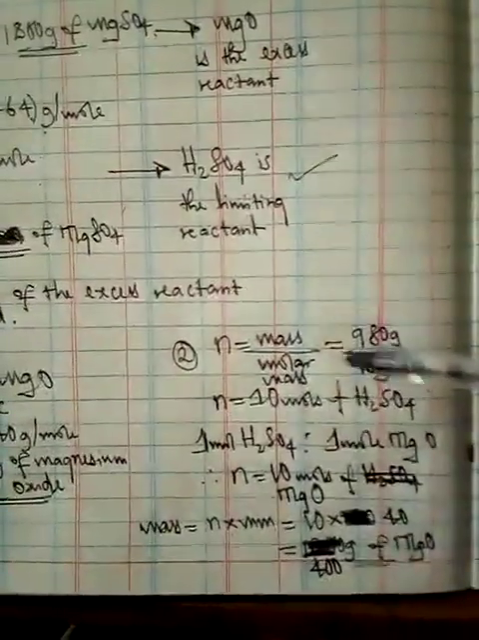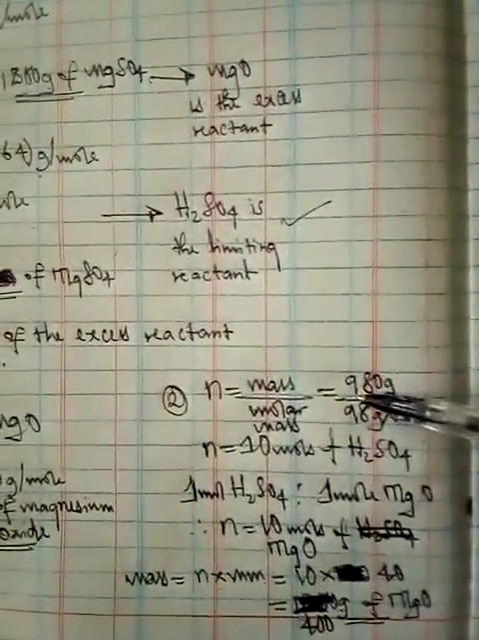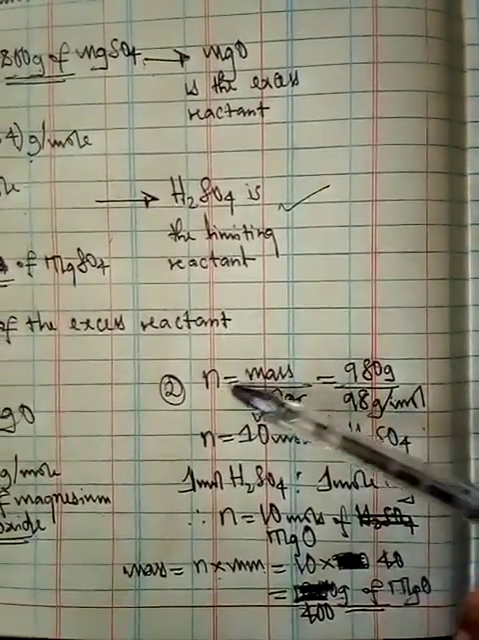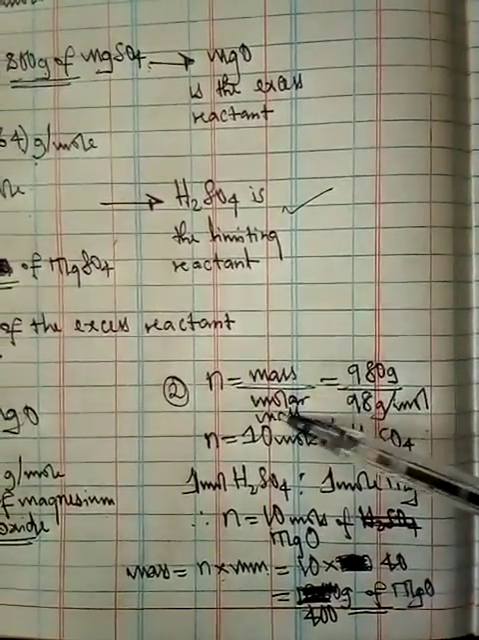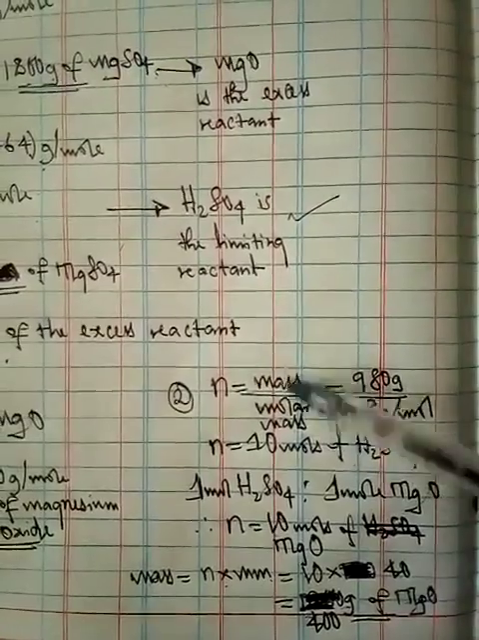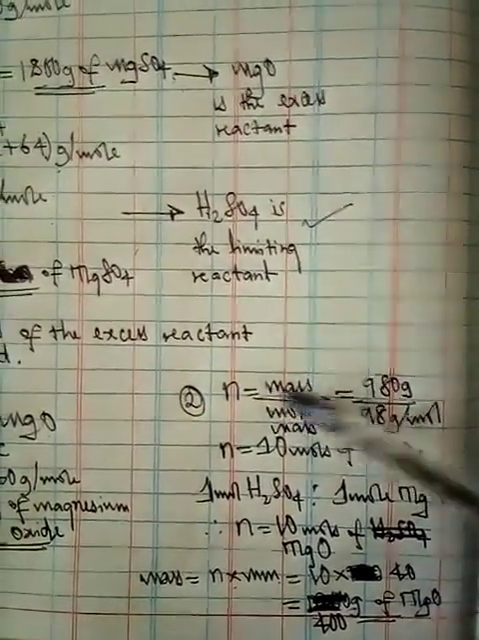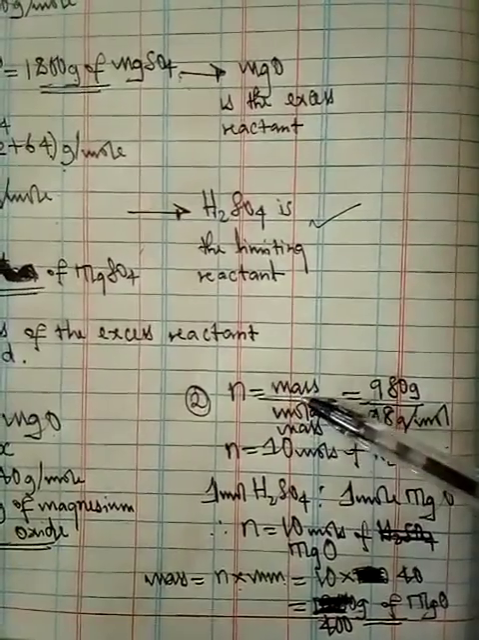For the second method, you can calculate the number of moles of sulfuric acid. Number of moles is equal to mass over molar mass. Remember this formula? In the previous video, we had already established this. Number of moles is equal to mass over molar mass.